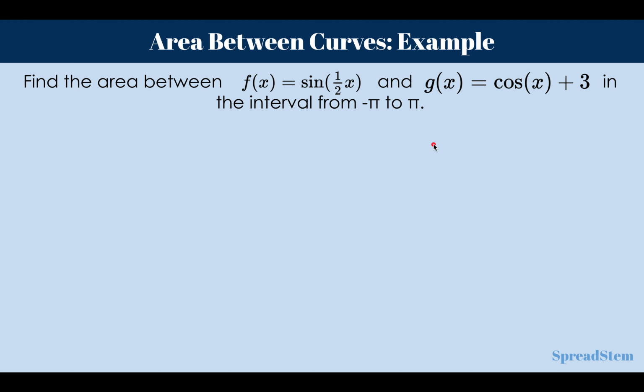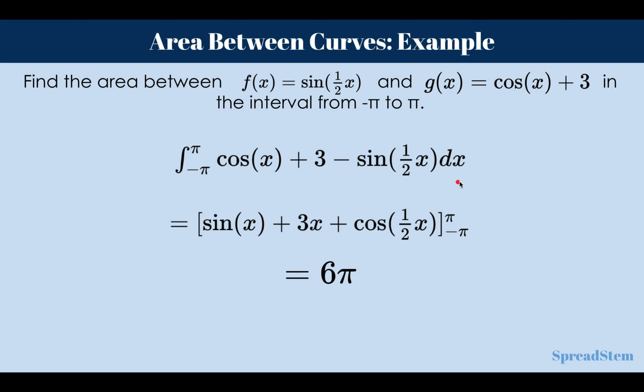So we can write the integral to find the area between the two curves. And we see cosine of x plus 3, which is g of x, minus sine of 1/2 x. And we can evaluate this integral, and we see it's 6 pi. So from negative pi to pi, the area between cosine of x plus 3 and sine of 1/2 x is 6 pi.